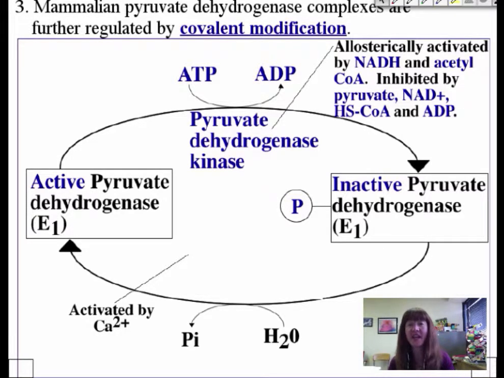So pyruvate, NAD+, coenzyme A, and ADP are all going to inhibit the kinase. Now, there's one there that's not a reactant, right? NAD+ is, coenzyme A is, and pyruvate is, but look at ADP getting its head in all the mess. Well, that's because ADP, if it's present at high levels, simply indicates a need for ATP, right?